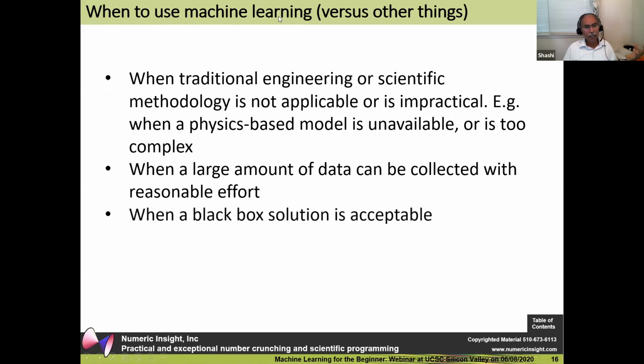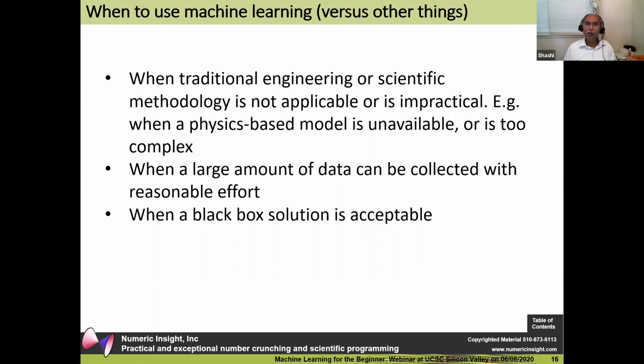You can also use machine learning when a black box solution is acceptable. What do we mean by black box solution is acceptable? It means you're going to use that machine learning solution and you're going to get an answer. And by experience, you might be able to show, by actual experimentation, that it works wonderfully, but you can't really explain how it is working.